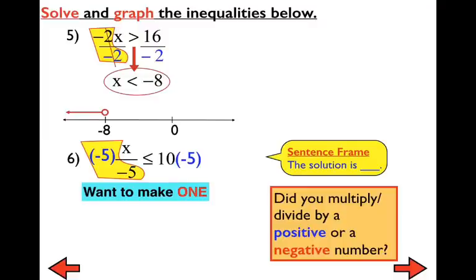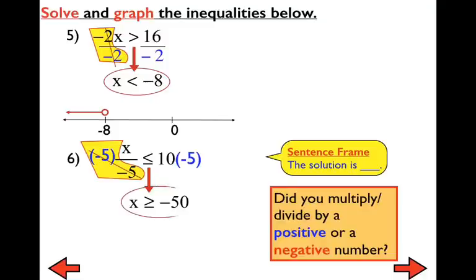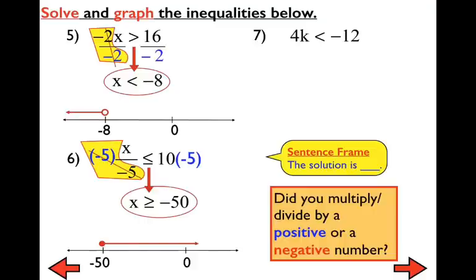So we made 1 right there. We need to remember to flip the inequality symbol. So the solution is x is greater than or equal to negative 50. Graph, closed circle over negative 50, arrow to the right. Pause and try number 7, please.